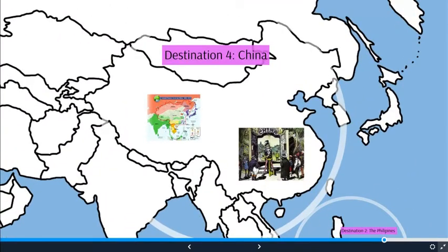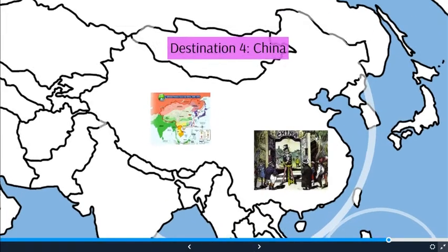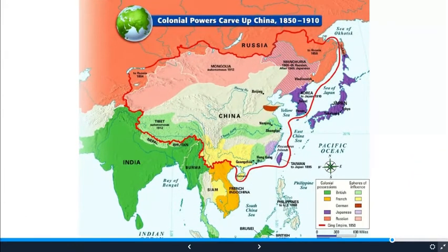That takes us to our next destination, which is China. So let's talk a little bit about what China was like prior to America's involvement there. What you have to understand about China is that America actually got to China late.